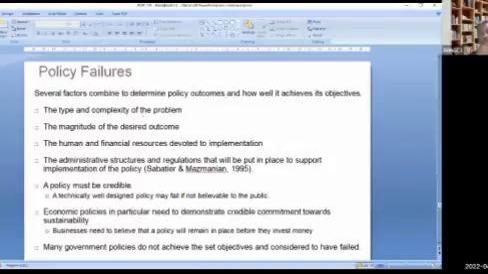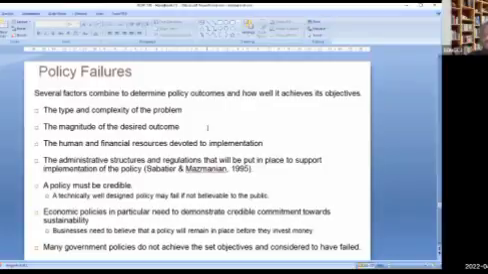Now, all the discussion we had was aimed at making sure that people develop policies that do not fail. Unfortunately, most of the policies we have in Nigeria, in Africa, they fail. So several factors combine to determine policy outcomes and how well it achieves the objective. The type and complexity of the problem, the magnitude of observed outcome, the human and financial resources devoted, administrative structures that we put in place to support implementation of the policy.